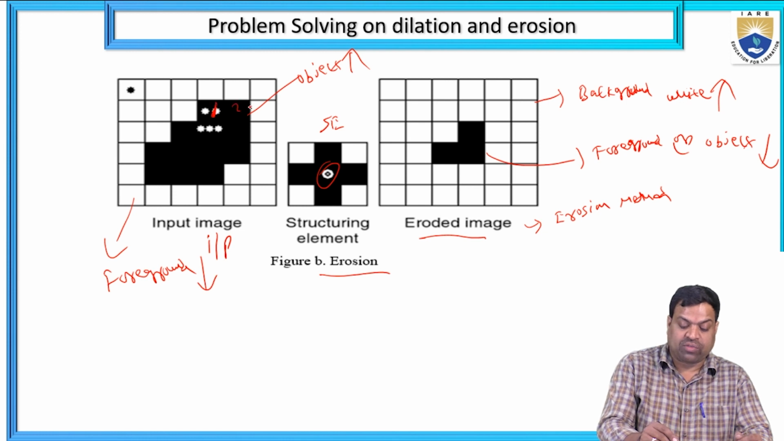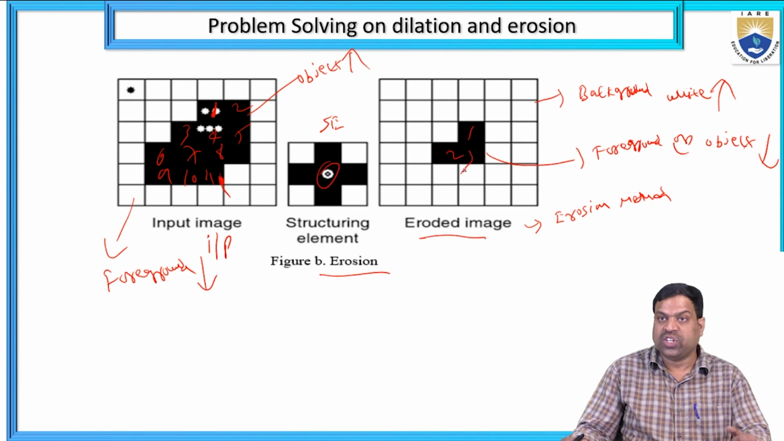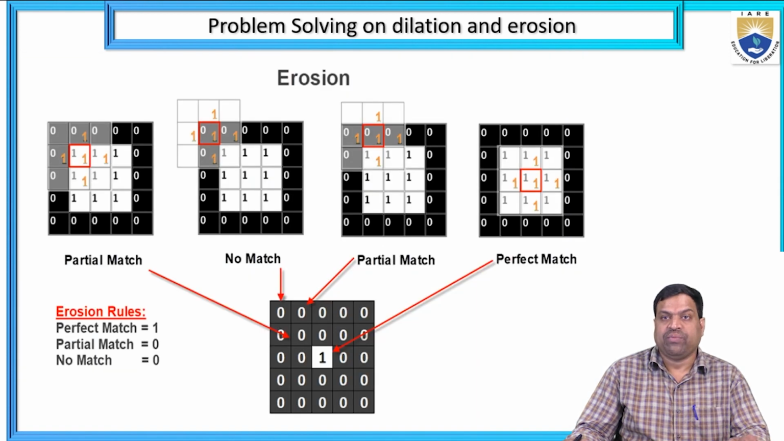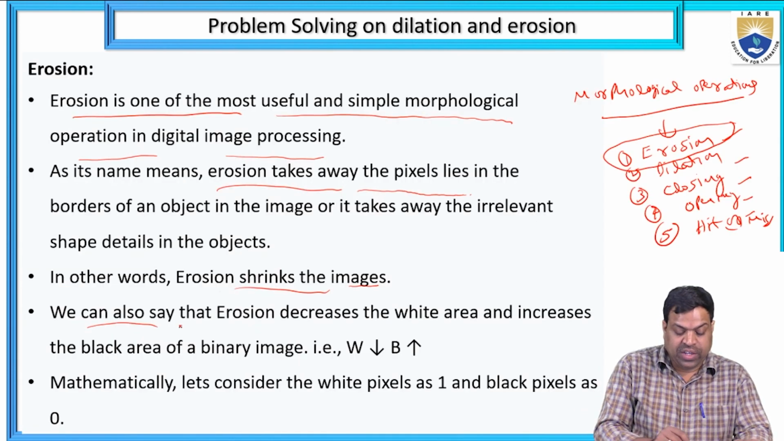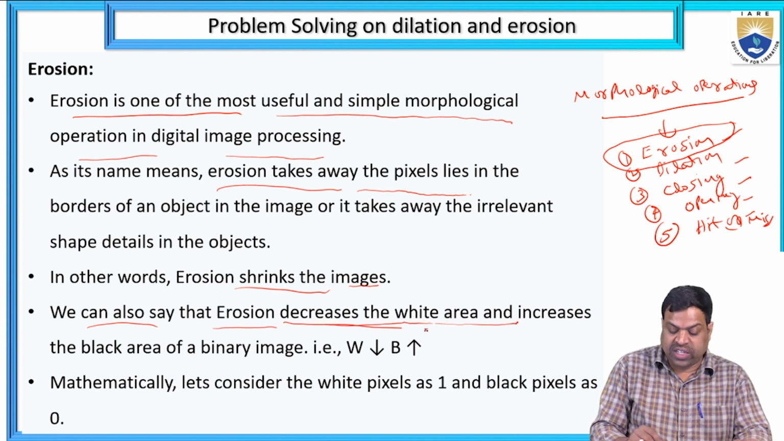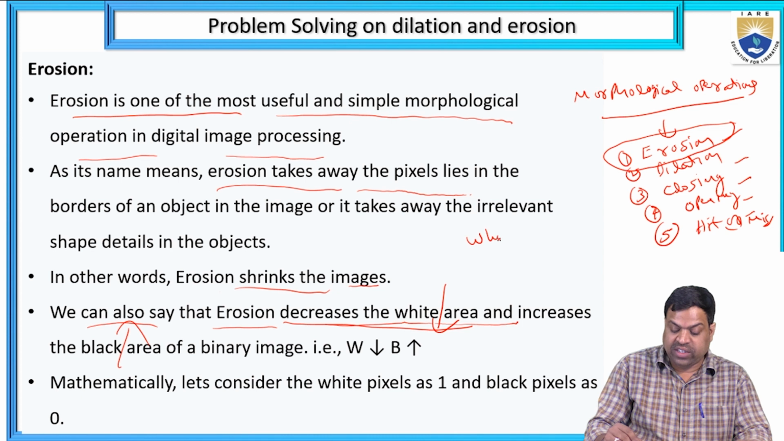So how many blacks are here? 1, 2, 3, 4, 5, 6, 7, 8, 9, 10, 11. So almost 11 black cells are there. Here only 1, 2, 3 are there. Have we shrunk the black cells or not? Yes. The foreground or object is decreased, the background is increased. Means the background is highlighted, the object is not highlighted like this. So we can also say that erosion decreases the white and increases the black area. White is decreased and black is increased.